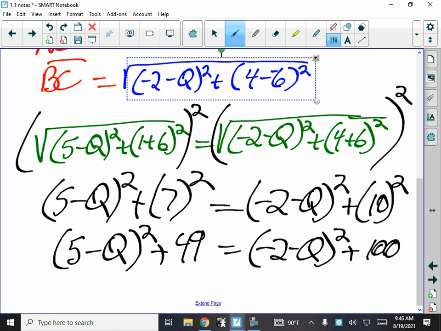I am about ready to say an F word that has 4 letters. I'm gonna say it in class. It's gonna be recorded. It's gonna be shared. Are you ready? Foil. Shucks. I have to foil. I have to foil negative 2 minus q, and I have to foil 5 minus q. Do you remember how to do that? Yeah, that's why I said it's an F word. Fun.